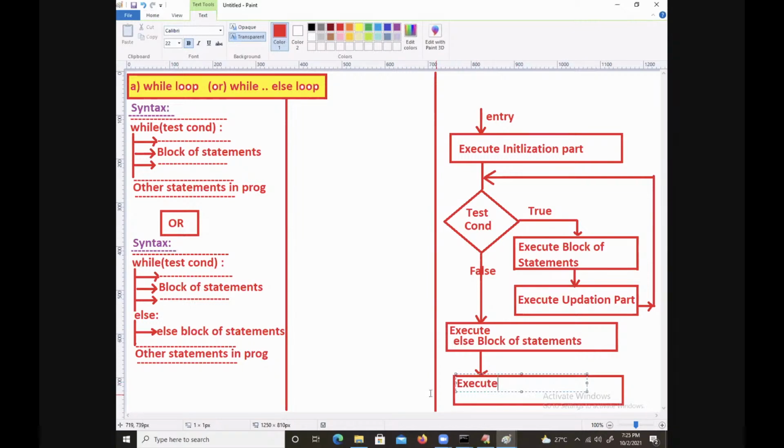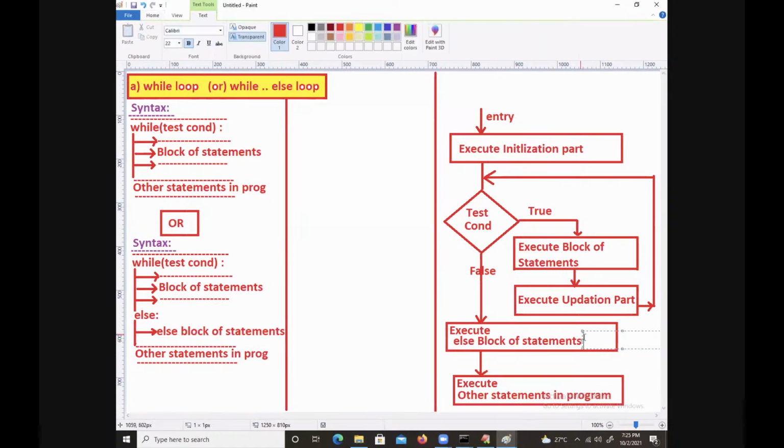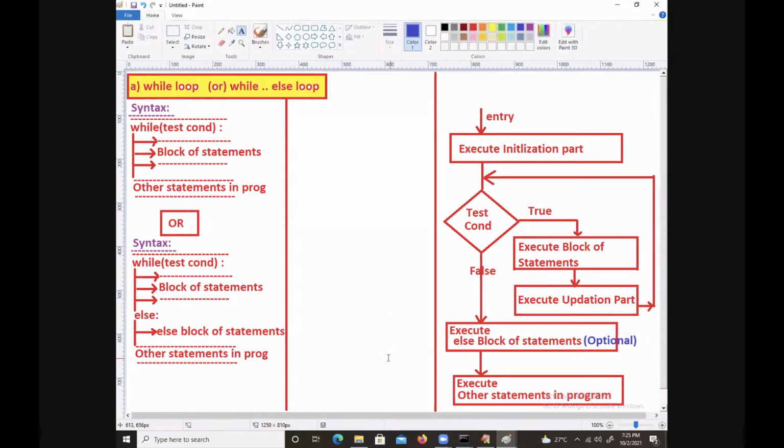Execute other statements in the program. Yes, perfect. This is called, and here I will write, in the bracket, optional. Optional, I wrote it. Fine. This is called flowchart for what?